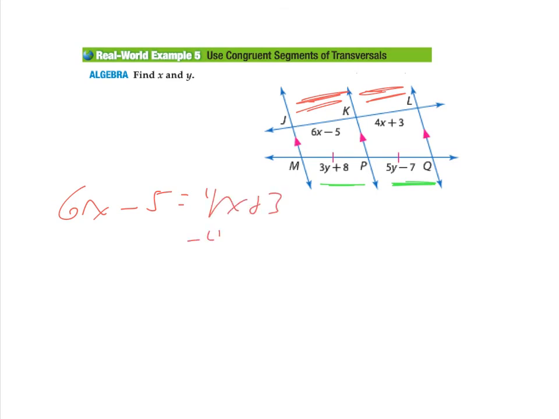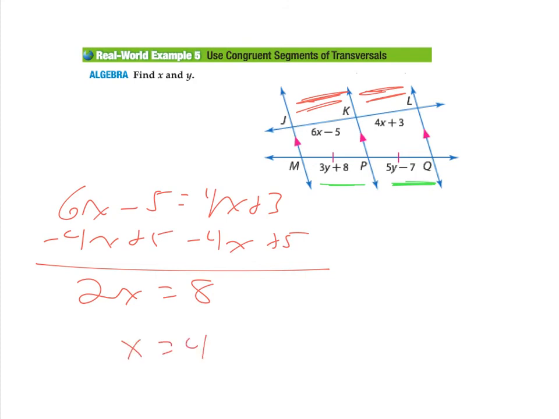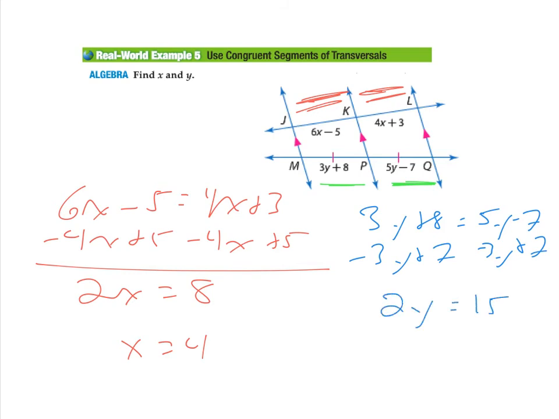Let's solve this for x. Minus 4x, add 5, add 5. I get 2x is equal to 8. X is 4. And then over here, I can do my y's. 3y plus 8 is equal to 5y minus 7. I'm going to subtract the 3y. I'm going to add the 7. I get 5y minus 3y, or 2y, is equal to 15. Y is 7.5.